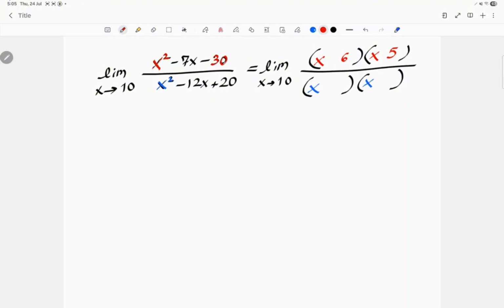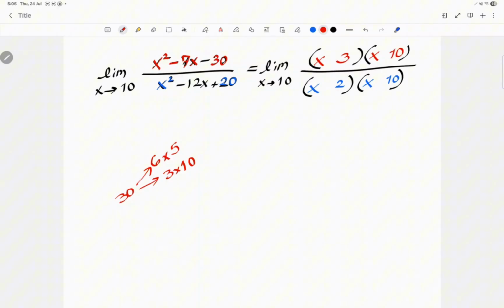And how about 20? 3 times 5. No, it's actually 2 times 10. Let me ask you a question. What's 6 plus 5? 11. What's 6 minus 5? 1. But this is negative 7x. So it's not 6 times 5. Try different numbers. 30 is made of what? You said 6 times 5. That was correct. What else? 3 times 10. Exactly. So 3 and 10.